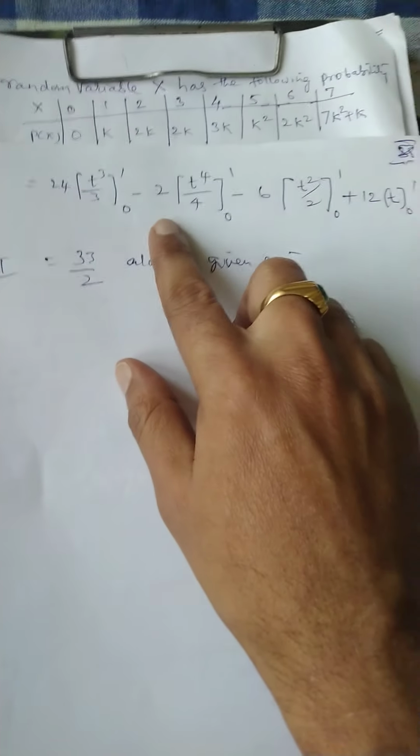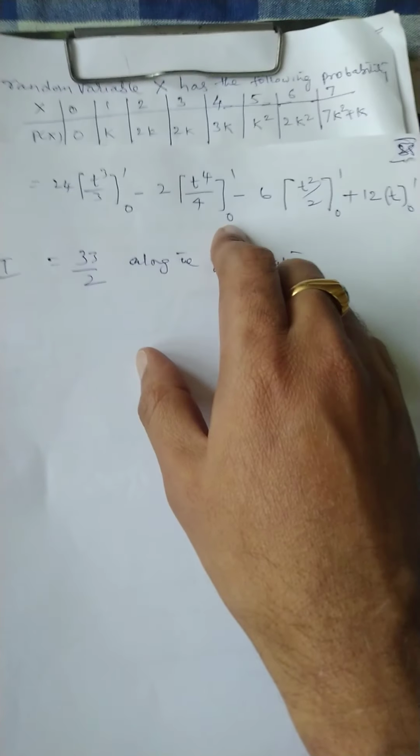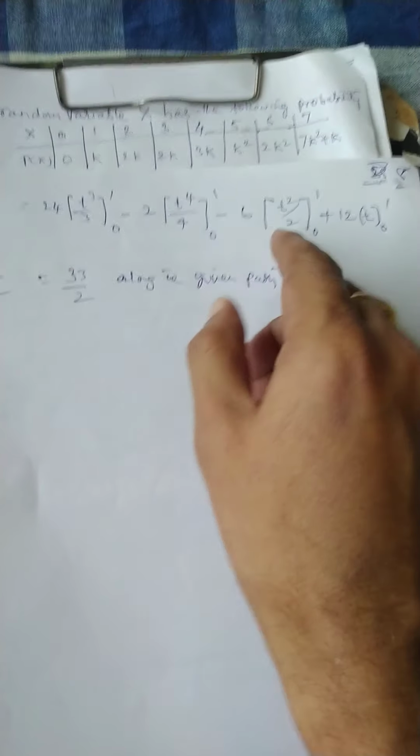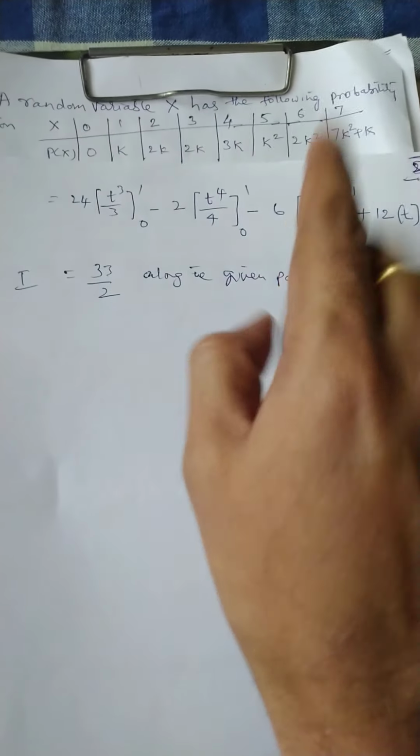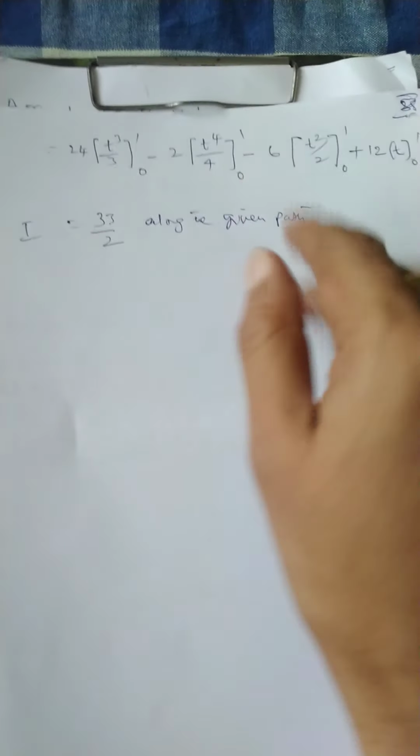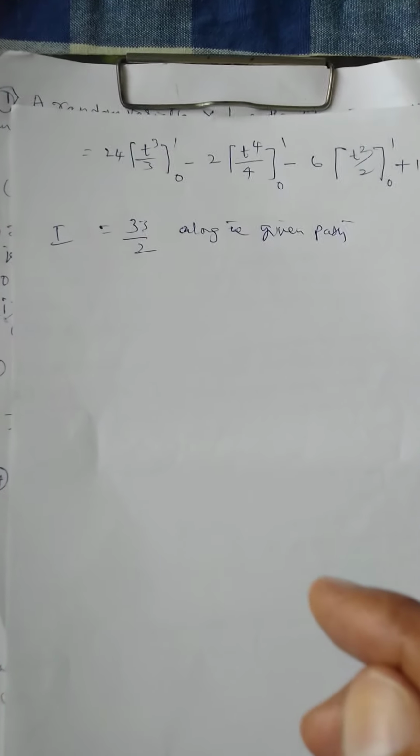Finally, this simplifies to 24t cube by 3 between 0 and 1, minus 2 into t power 4 by 4 between 0 and 1, minus 6 into t square by 2 between 0 and 1, plus 12t. So this simplifies to 33 by 2 along the given path. Okay, this is the topic.